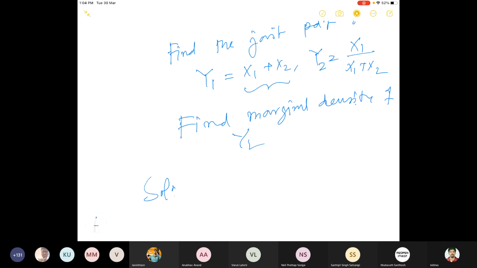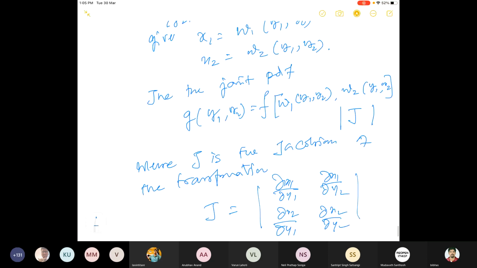So what we'll do: here y1 is equal to x1 plus x2, and y2 is equal to x1 over x1 plus x2. The first step is to write x1 and x2 in terms of y1 and y2, so first we need to calculate the functions w1 and w2. And then we need to calculate the Jacobian.